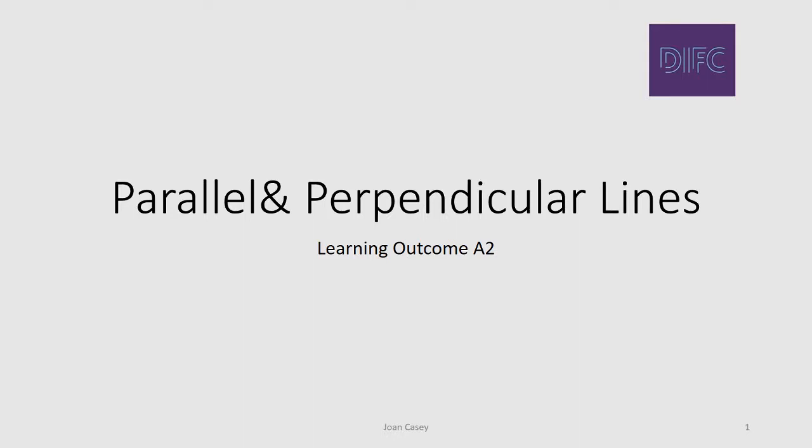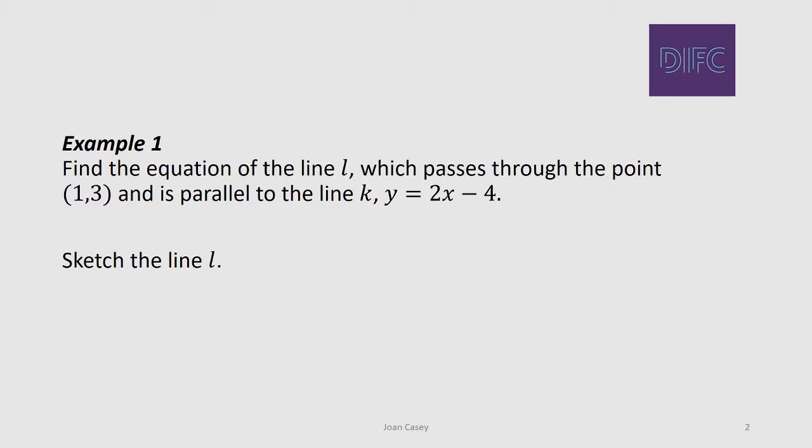Okay, in this video recording, we're going to look at some examples of parallel and perpendicular lines. That's the NCUK Learning Outcome A2. So the first example we'll take a look at is example 1. Find the equation of the line L, which passes through the point (1, 3) and is parallel to the line K, which is y equals 2x minus 4. And finally sketch the line L.